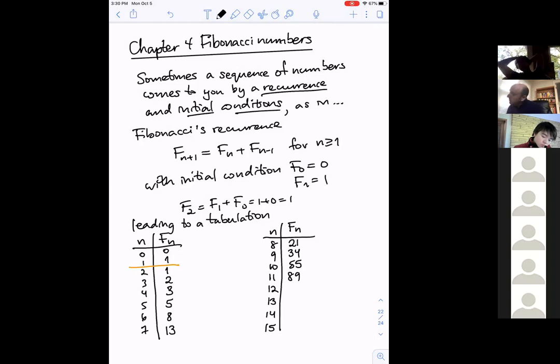Okay, I'm going to stop trusting myself to get these right because I make too many mistakes. 233, a 377, and a 610, and it keeps going, and we're going to stop there. Okay, so those are the first, say, 15 or 16 Fibonacci numbers. Everybody good?